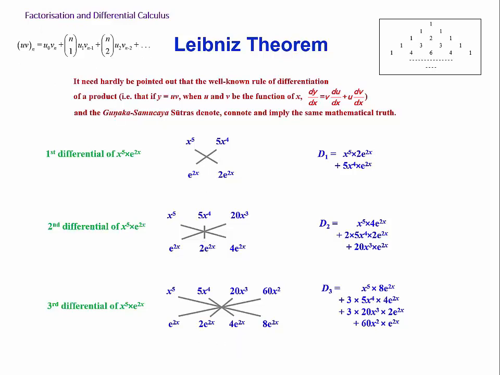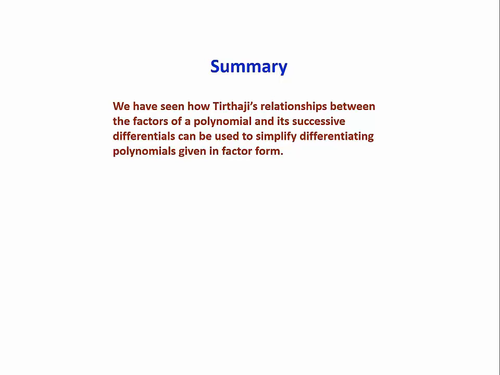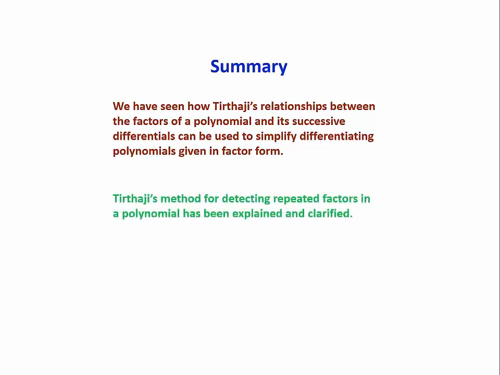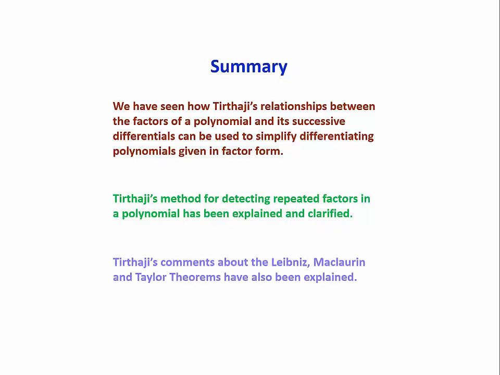So I hope that these comments have clarified the contents of chapter 22 of Tirthaji's book. And just to sum up, we've seen how Tirthaji's relationships between the factors of a polynomial and the successive differentials can be used to simplify differentiating polynomials given in factor form. And then Tirthaji's method of detecting repeated factors in the polynomial has been explained and clarified. And then the comments about Leibniz, Maclaurin and Taylor's theorems have been explained too. Thank you.